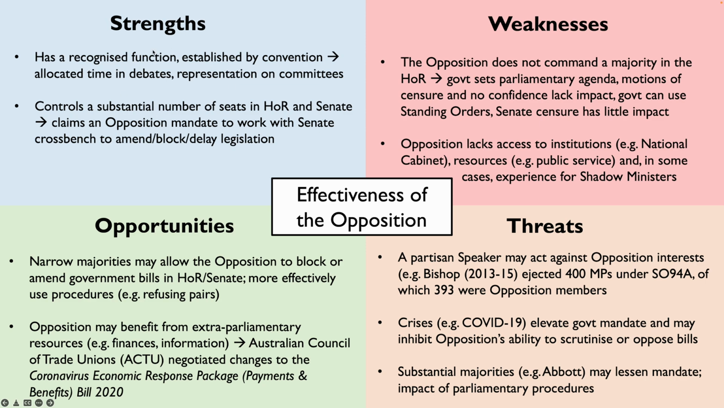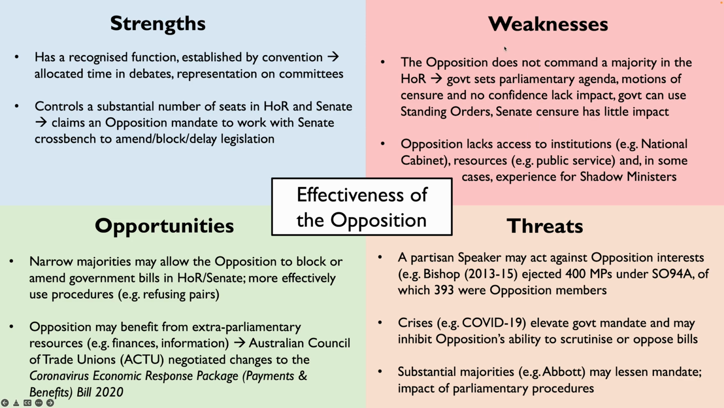When considering the effectiveness of the opposition, you think of the immediate strengths and weaknesses, that is, those that will always be in place regardless of the situation, most of the time. So we know always that the opposition has a recognised function established by convention. It's allocated time in debates, it has representation on House and Senate committees, it controls a substantial number of seats in both houses, and as a result can claim some opposition mandate to work with the Senate to amend, block, delay, and at least scrutinise legislation.